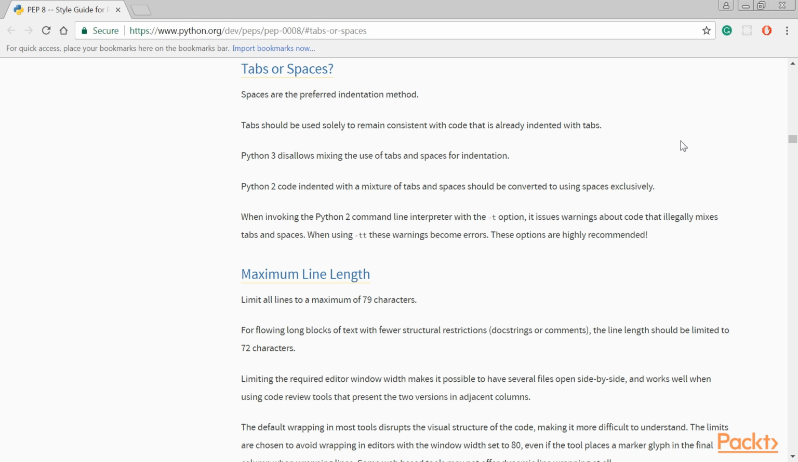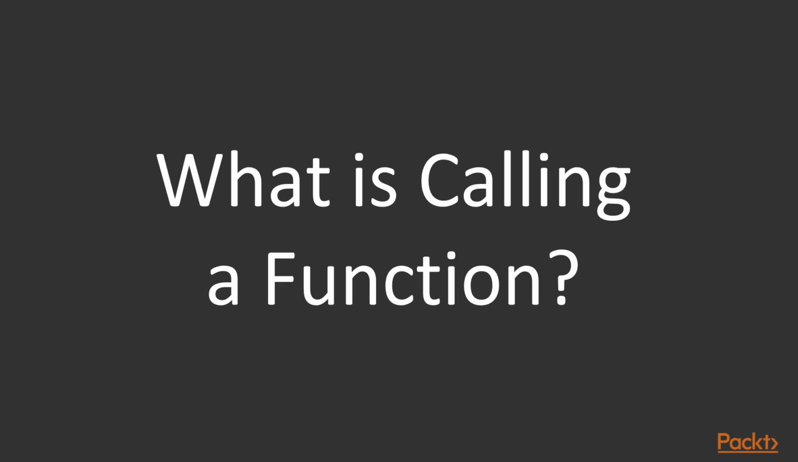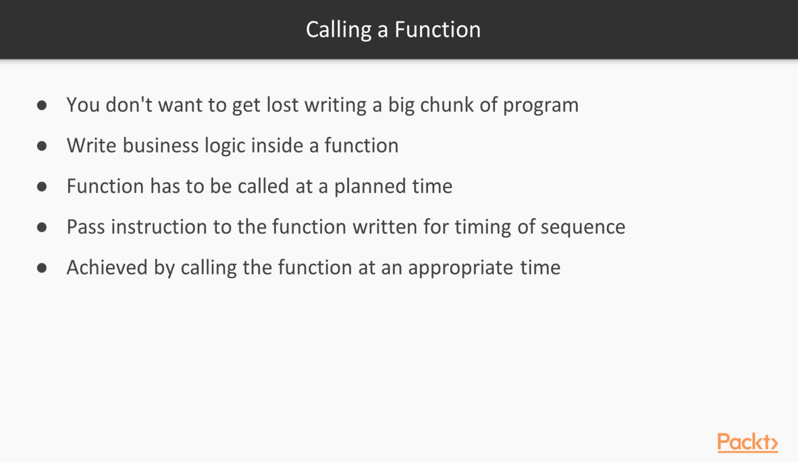Next, we will see how to call a function in a program. You might be wondering what is calling a function. In a programming language, you don't want to get lost writing a big chunk of the program, so, in order to make things easy, you write your business logic inside a function. This function has to be called when you want that particular sequence to be timed right up. There you pass the execution of the instruction to the function written for the timing of sequence. This is achieved by calling the function at an appropriate time.